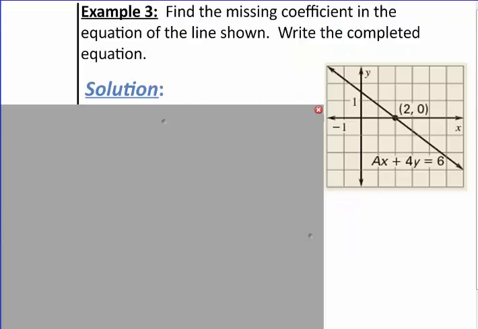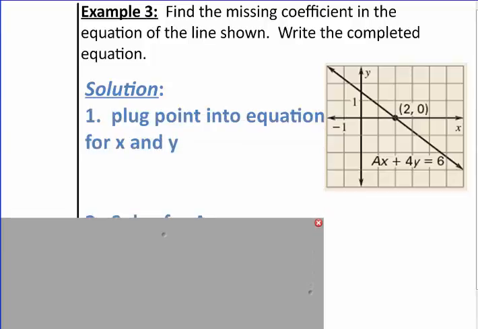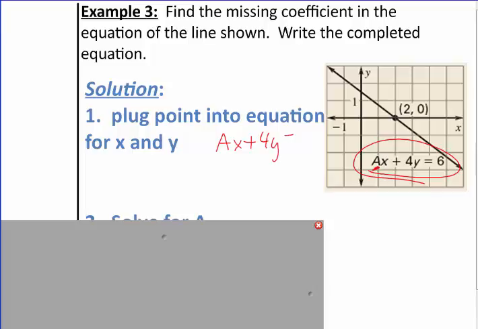Next example. Find the missing coefficient in the equation of the line shown. Write the completed equation. So this is our process. We're going to plug a point into the equation for x and y. So if you look over here to the right, I have an equation, ax plus 4y equals 6, but I'm missing one of my numbers in front of my variable. So I need to have a number in front of the x, and I don't. So I have to find what a is equal to. So I have ax plus 4y equals 6.